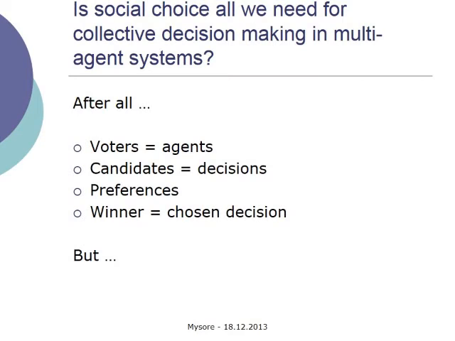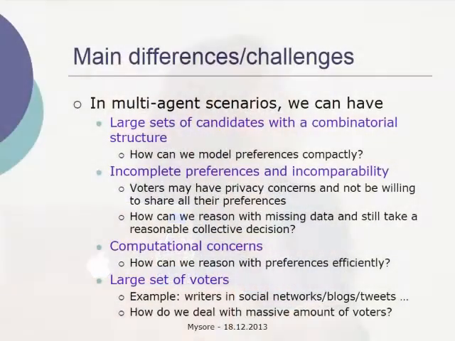Okay, so now, as I said before, it looks like voting theory provides everything we need in our setting to do preference aggregation among agents, because after all, you just change the terminology a little bit, but the setting looks very similar. Instead of voters, you have agents. Instead of candidates, you have decisions. The preferences are still the preferences, and the winner is the decision they want to choose. But actually, it's not exactly like that, because there are many differences that also pose many challenges.